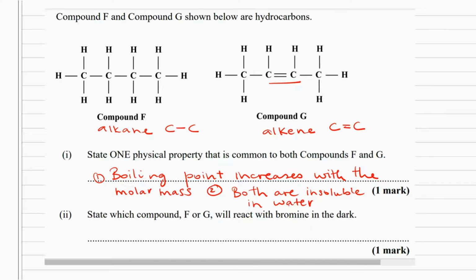Now, part 2 says, state which compound, F or G, will react with bromine in the dark. This is important. Now, compound G: only alkenes undergo a rapid addition reaction with bromine, or with halogens, in the dark. Rapid addition reaction.